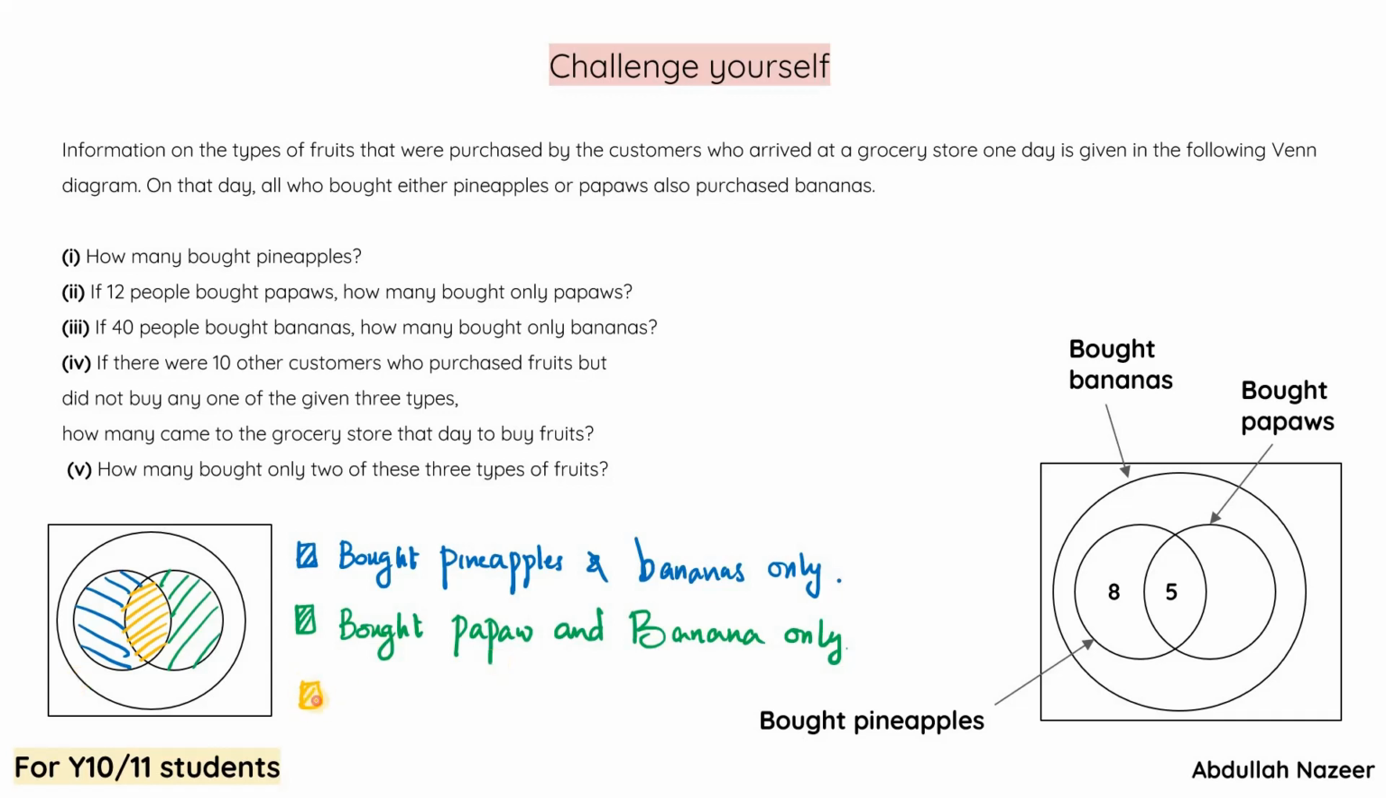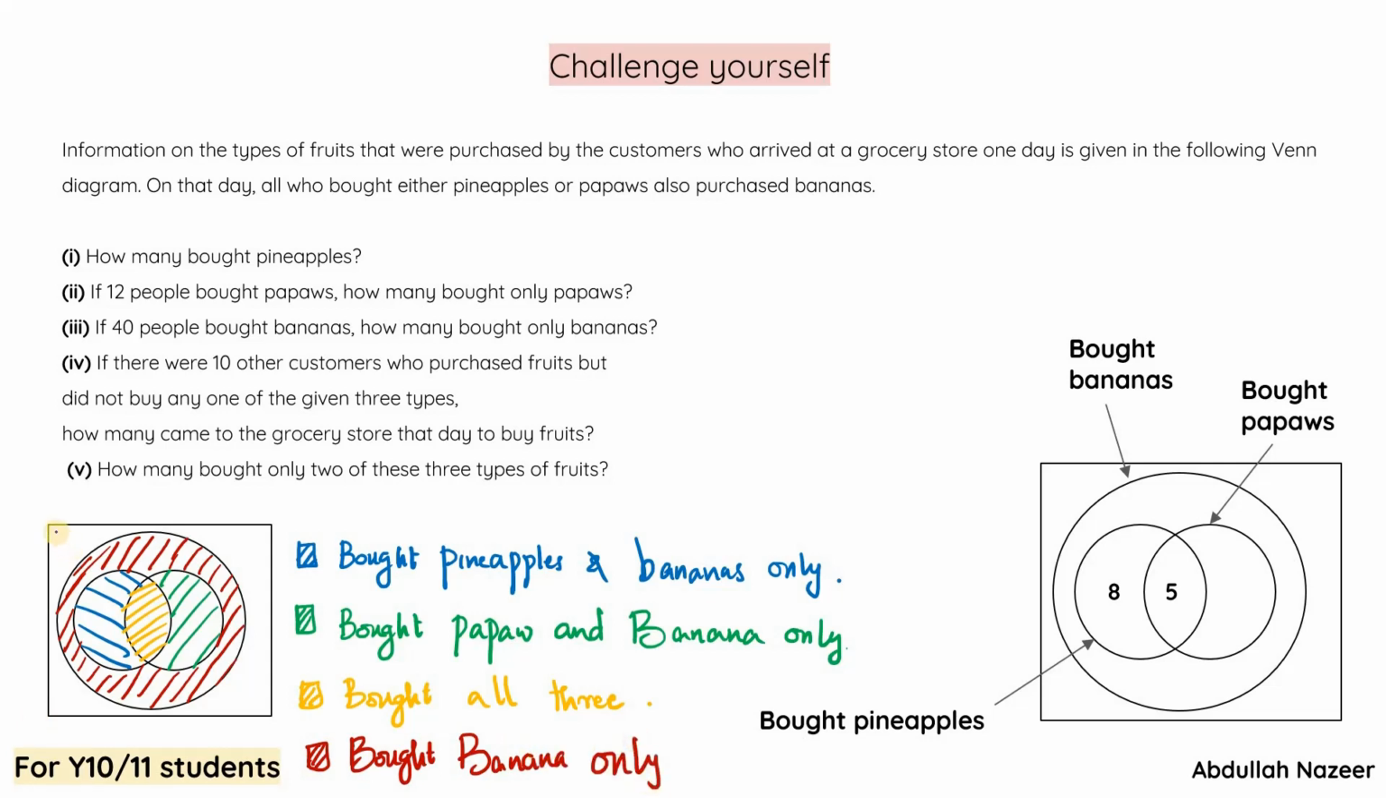So bought all three. And then we have this region, and this red region is clearly outside the sets papo and pineapple, but however that's still inside the set of people who bought banana, and therefore that red region is the region that belongs to people who bought banana only. So this region is bought banana only.